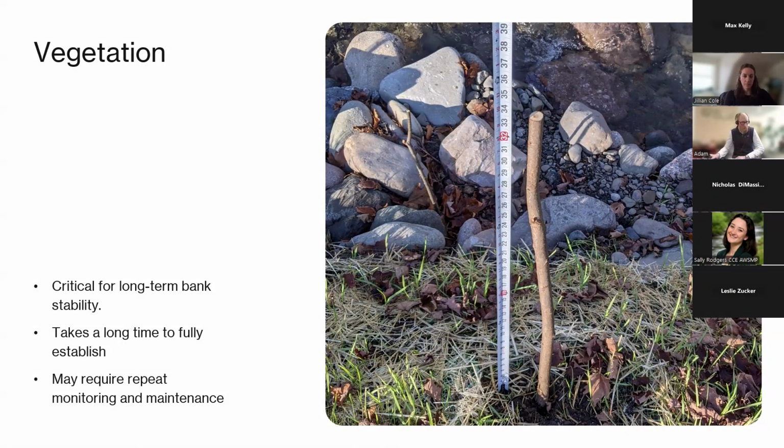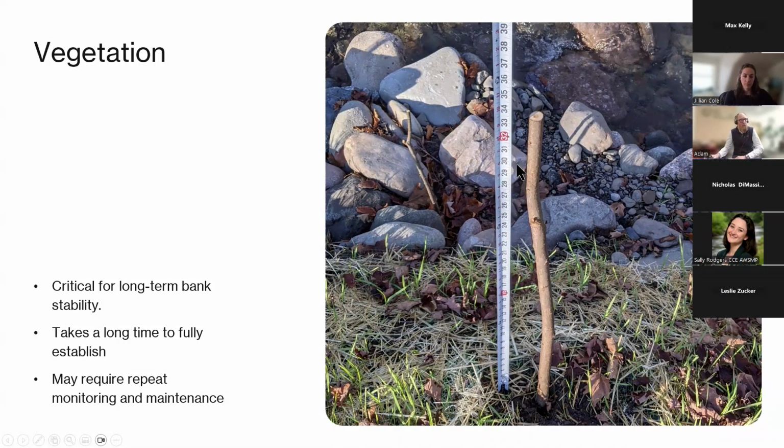And then oftentimes on projects, there's going to be an initial warranty of the live materials that are used, whether live stakes like in this picture or potted material. So get out and inspect it before the term of that warranty expires, so that you can bring the construction contractor back to replant if needed.